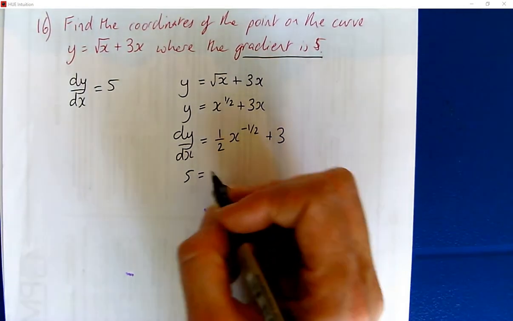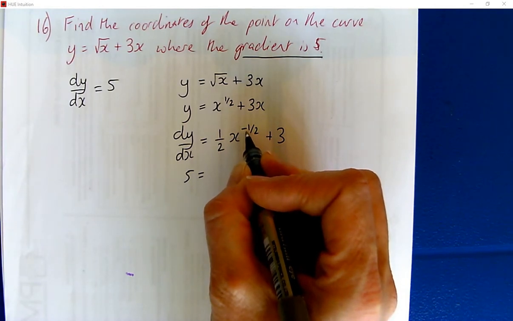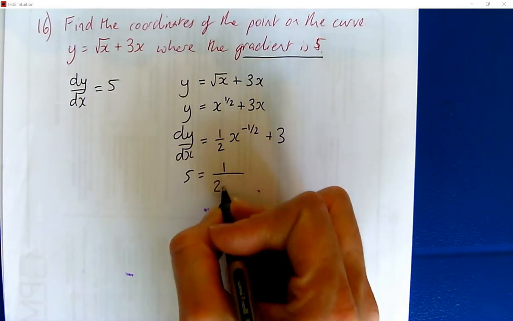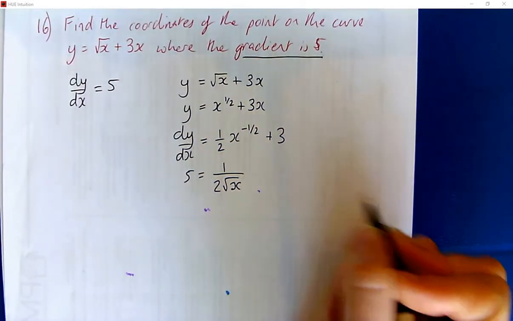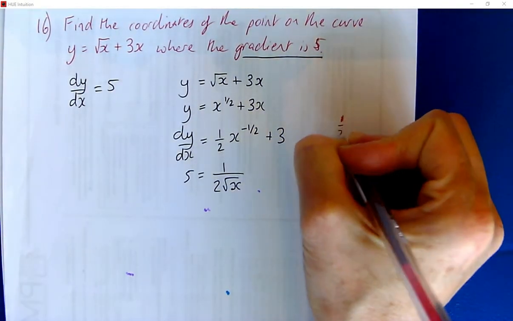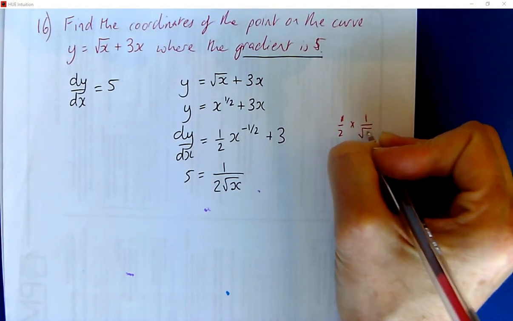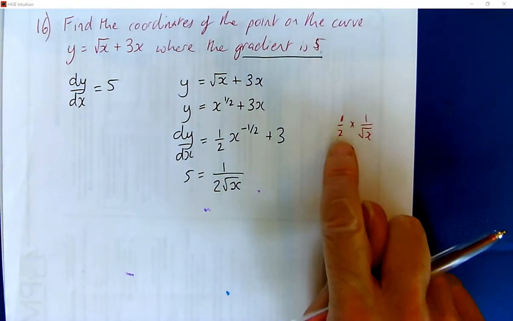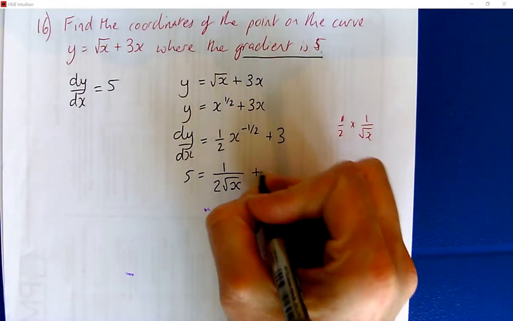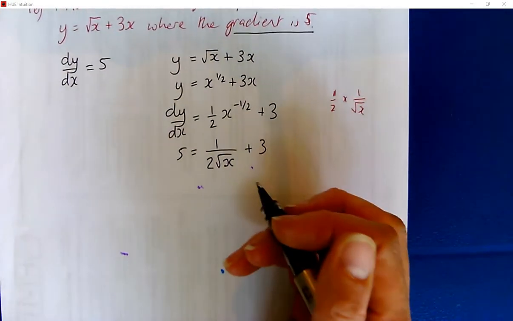So this is the same as a half times 1 over, because of the minus, and then a half means it's root x, so 1 over 2 root x. If that confuses you, think of it as a half times x to the minus a half, so 1 over root x, and we times the numerators and times the denominators, plus 3. Now we've got an equation to solve. So we're going to subtract the 3.